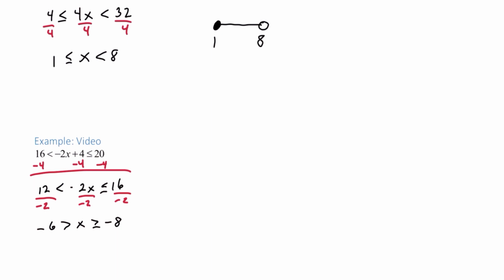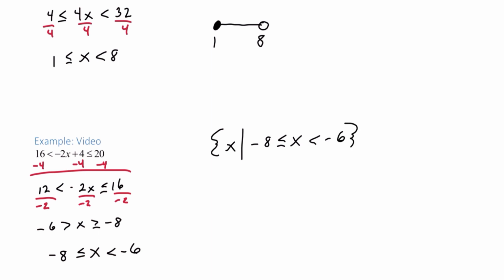At this point, we want to reorder the numbers so that the smaller number, negative 8, is on the far left. So we're just going to flip the inequality here. Negative 8 is less than or equal to x is less than negative 6. And from here, set notation, all x such that negative 8 is less than or equal to x is less than negative 6. And then the graph, including negative 8 and up to negative 6, but not including the negative 6.